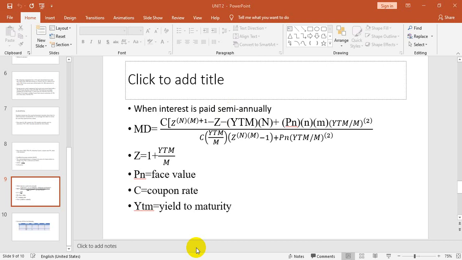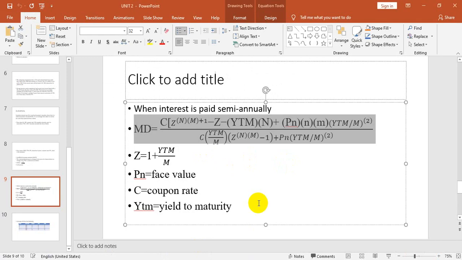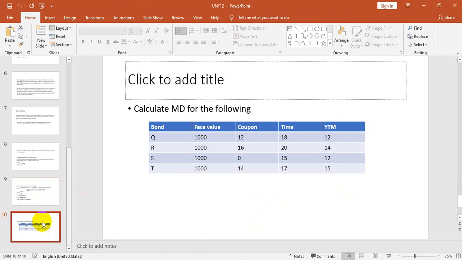Okay, let's do a problem. When he has given you semi-annually, you need to use this formula for Macaulay duration. So this is the formula as such. I have just copied it from there. So let's check out the problem. So we'll do a problem as such.